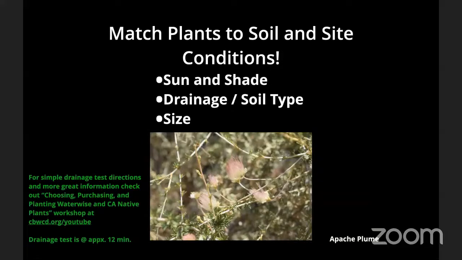If you put the right plant in the right place by matching the plants to the soil and site conditions that already exist, you will be setting yourself up for success. 80% of success with gardening is probably putting the right plant in the right place, and then it's planting well and maintenance. But if you don't put the right plant in the right place, no matter how well you plant it or how carefully you maintain it, you're not going to be setting yourself up for success.